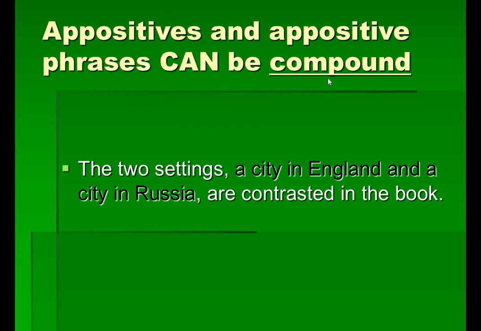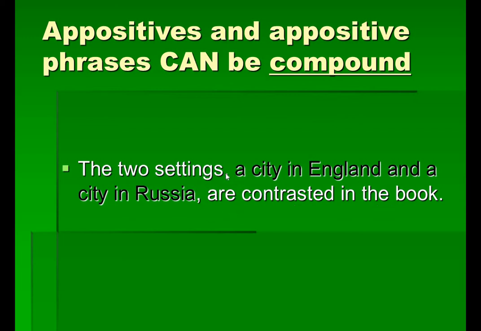Appositives and appositive phrases can be compound. So remember, compound sentences means two sentences put together. A compound word means two words put together to form a new word. A compound subject means two subjects put together. A compound appositive is literally just two things put together to describe one thing. Two cities, a city in England and a city in Russia, describe or give extra information about the two settings. Then the two settings, a city in England and a city in Russia, are contrasted in the book.